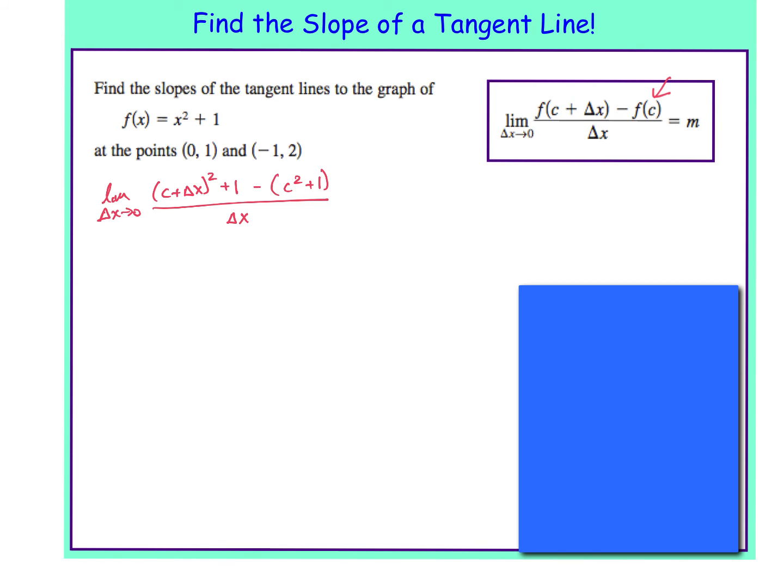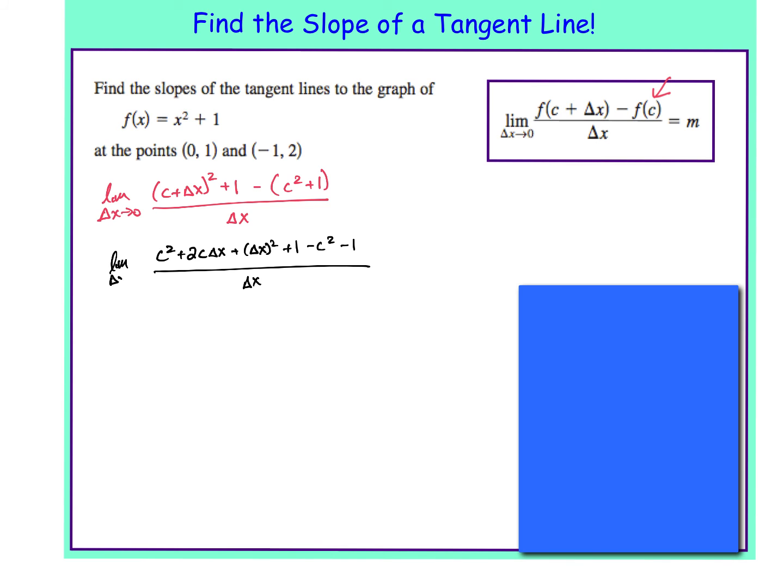So in that first part, I need to FOIL. What is c plus delta x, quantity squared? c squared plus 2c delta x, and then plus delta x squared. All right, so that's what that FOILs to. And then I still have plus 1, and now when I distribute this negative, I end up with minus c squared, and then minus 1, all over delta x.